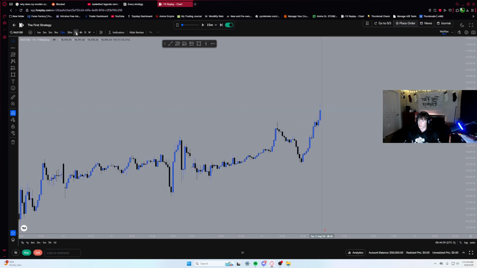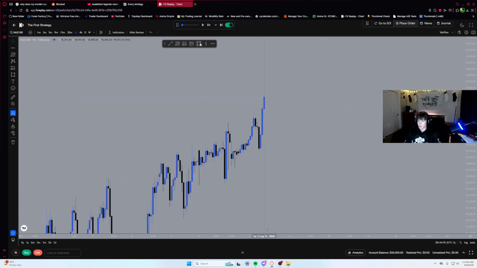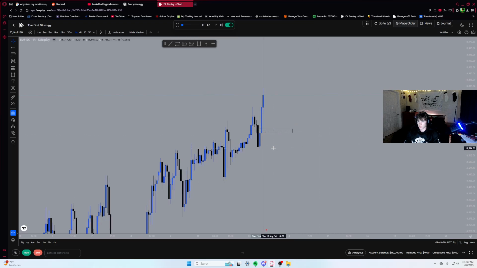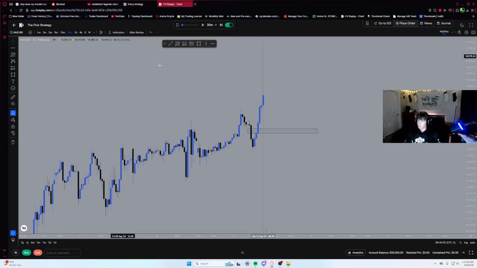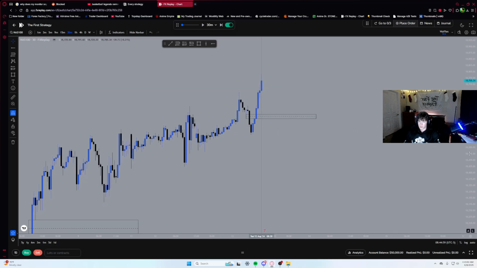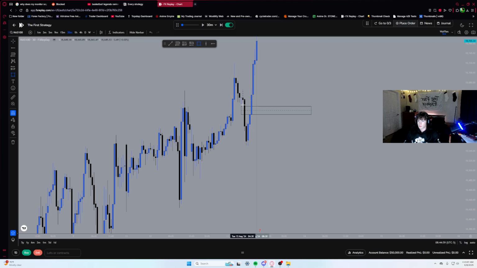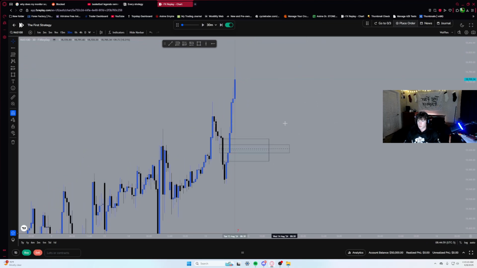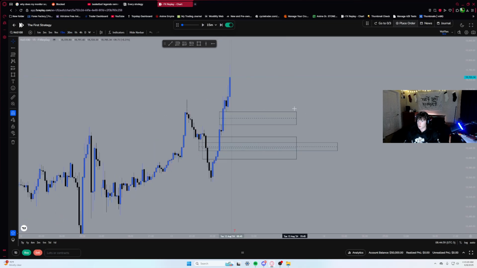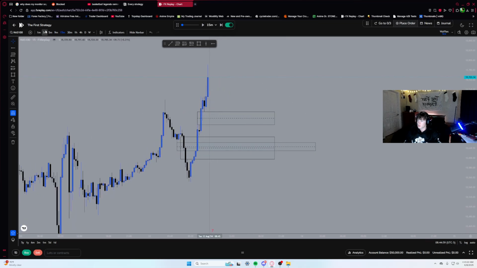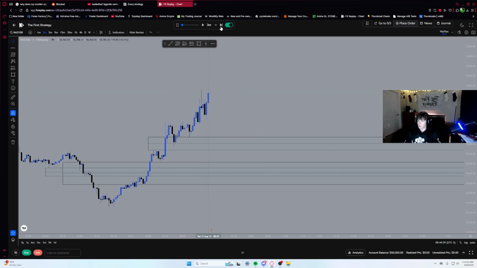I want to mark out some high time frame confluences. We have a fair value gap. We didn't sweep any liquidity with this move down. Nothing crazy, at least. We have a fair value gap right here that price could react off of, which would be completely okay. Looks like we're going to be bullish today.